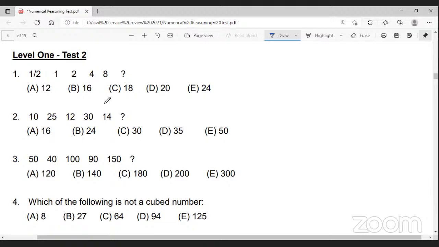Other competencies are just being repeated here, but it will still test your numerical reasoning. So I hope you could answer some of these items, which the techniques or strategies I presented to you could be applied to. So let's have number 1.